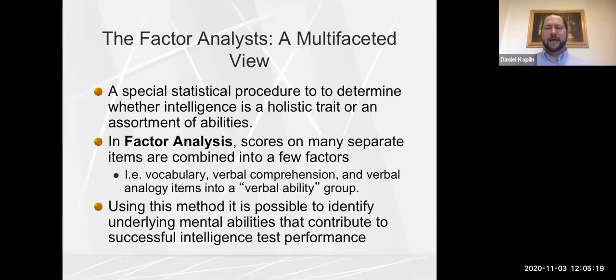And to give you an example of factor analysis, things like vocabulary, verbal comprehension, verbal analogies, these are 3 different subtests, but they all are linked to verbal ability. So that would be the large factor, and the subtests in verbal abilities would be vocabulary, comprehension, and analogies.